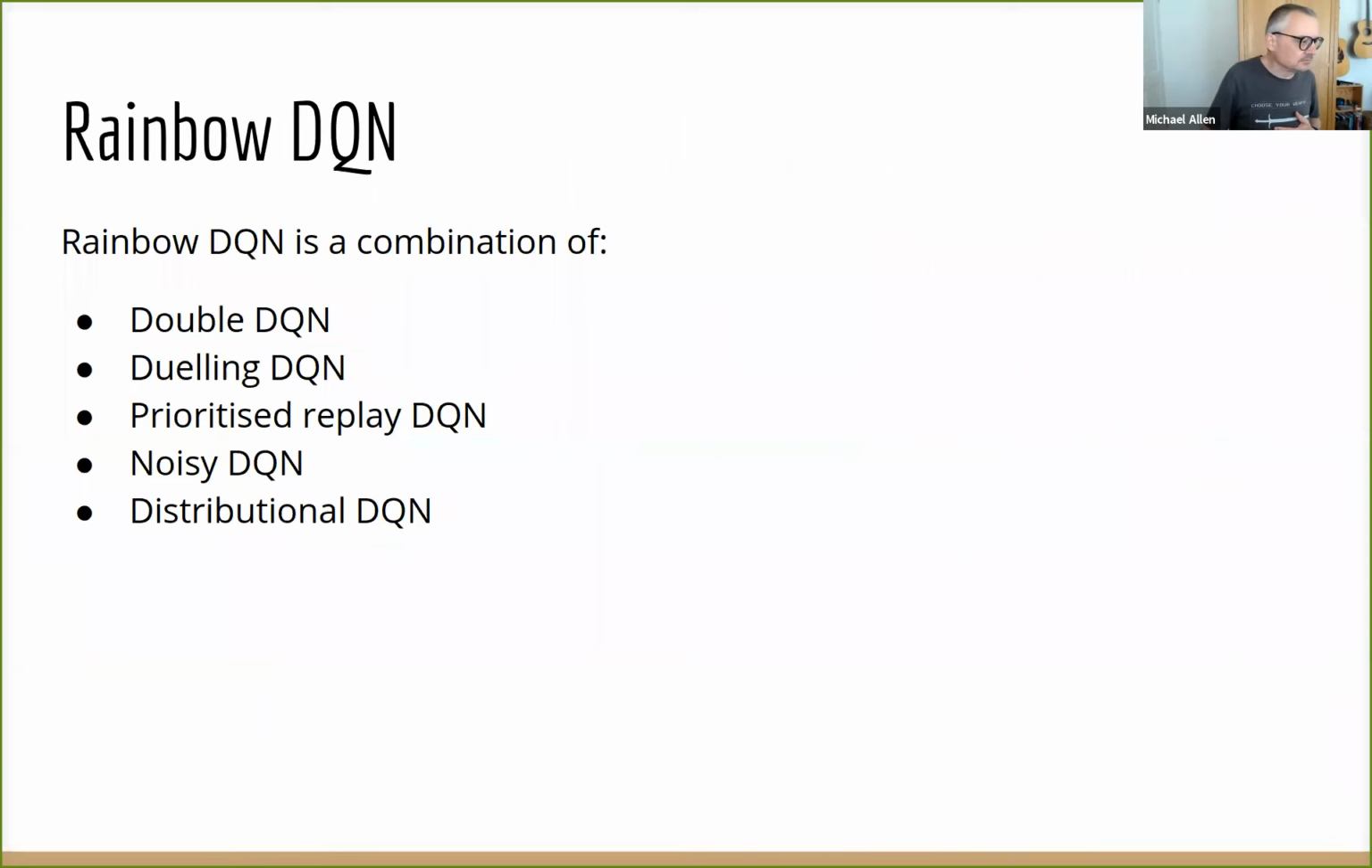Nearly there. In fact, I think we're basically there. There's Rainbow DQN. And Rainbow is simply a combination of double, dueling, prioritized replay, noisy, and distributional. And not surprisingly, when you combine them all together, I don't know if it's surprising or not, I don't think it's that surprising, you get the best performance.